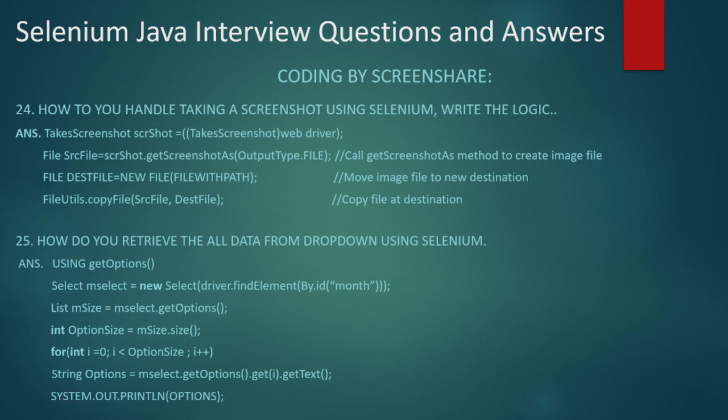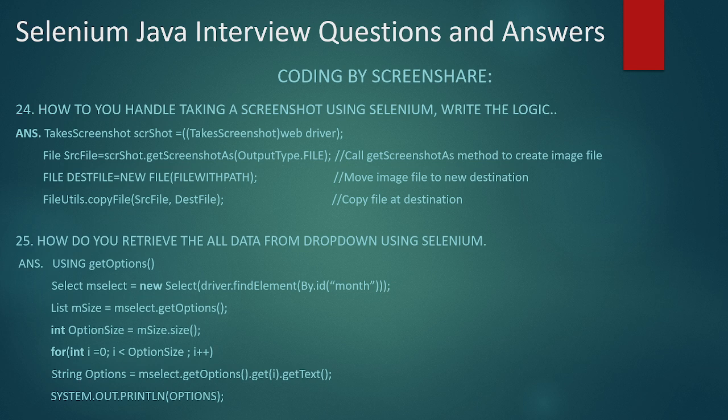called getScreenshotAs. Okay, you have to define your output type and file. So this is the source file, where you are adding your screenshot. Then you have to define your destination file, guys, where you actually want to store it. Using the File class only, you pass your file path. Then, using the FileUtils class, you copy from source to destination. Then you achieve that particular screenshot.